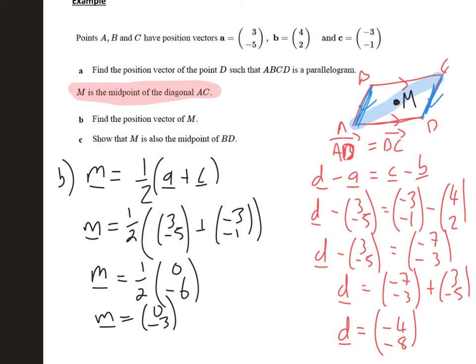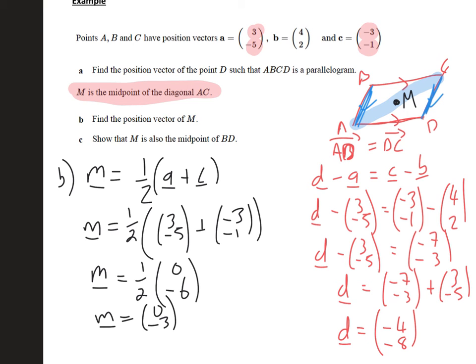Again, you can look at it and think, well, if m is in the middle of A and C, then look at the numbers here. What's in the middle of 3 and -3? It's 0. And what's in the middle of -5 and -1? It's -3.